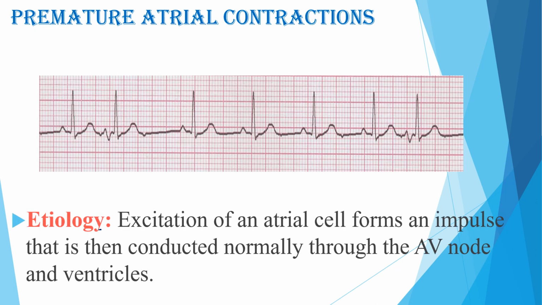Here the etiology is excitation of an atrial cell, which forms an impulse that is then conducted normally through the AV node and ventricles. That is how we can identify premature, not normal, impulses of the rhythm in the ECG.